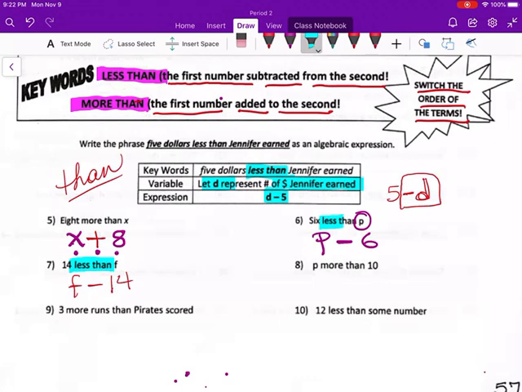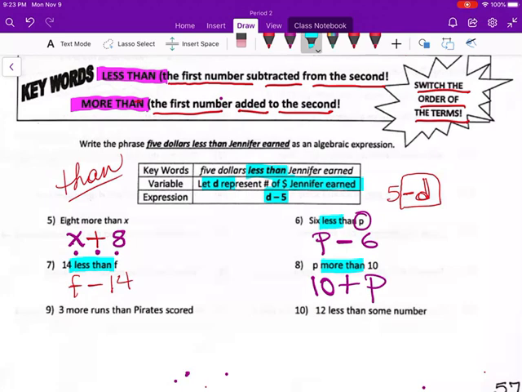All right, next one. Keyword is, very good, more than. And more than means, yes, addition. So we have a plus. More than. We're going to write backwards. P more than what? More than 10. P more than 10. So to 10, you're going to add P. P more than 10.